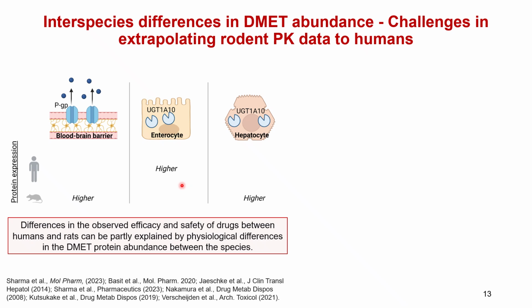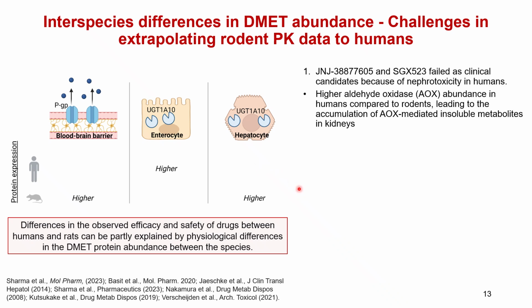Likewise, the UGT1A10 enzyme is higher in human enterocytes. However, the same enzyme UGT1A10 is higher in the rat liver as compared to the human liver. So some of these differences in the observed efficacy and safety of drugs between humans and rats can be partially explained by physiological differences in the DMET protein abundance between these two species. If you're wondering if there are any real life examples where these interspecies differences led to the failure of drug candidates in certain phases of development, then the answer is certainly yes.